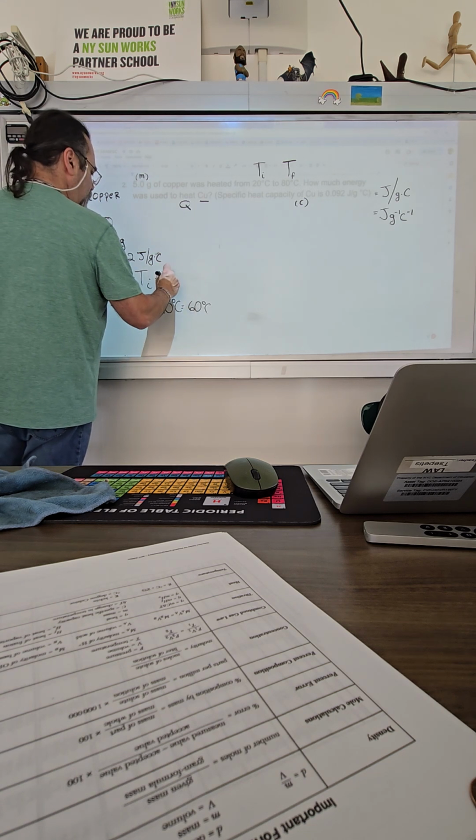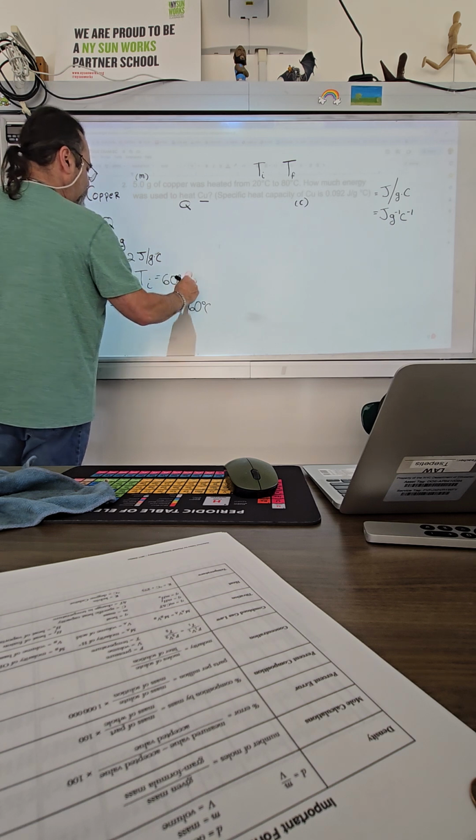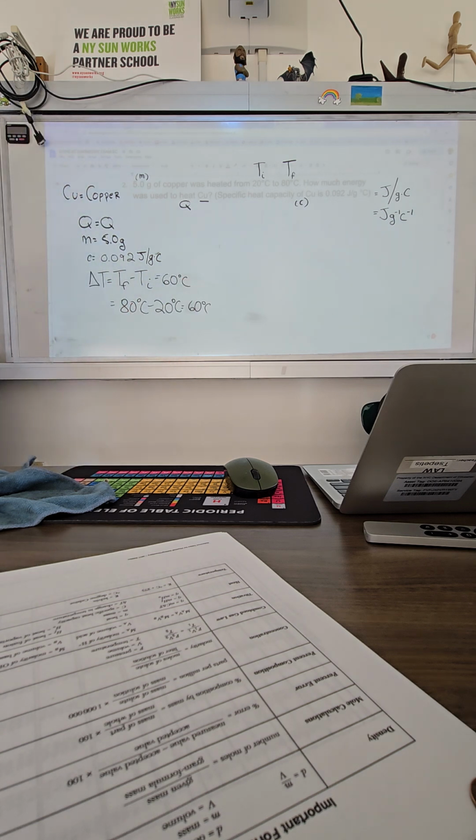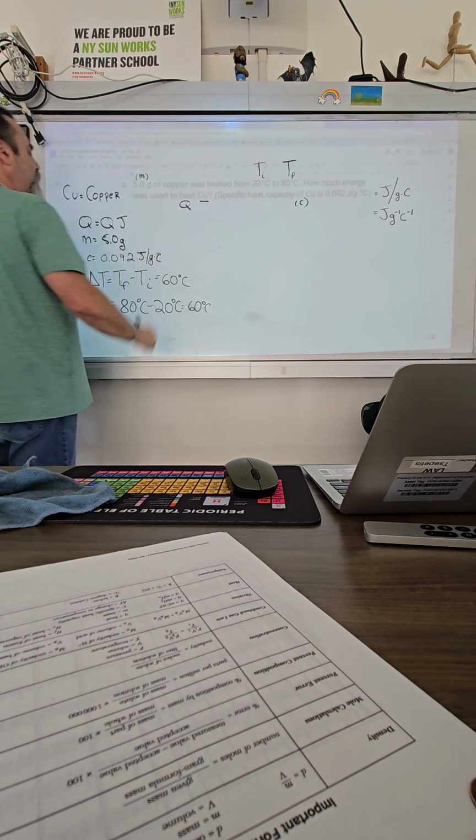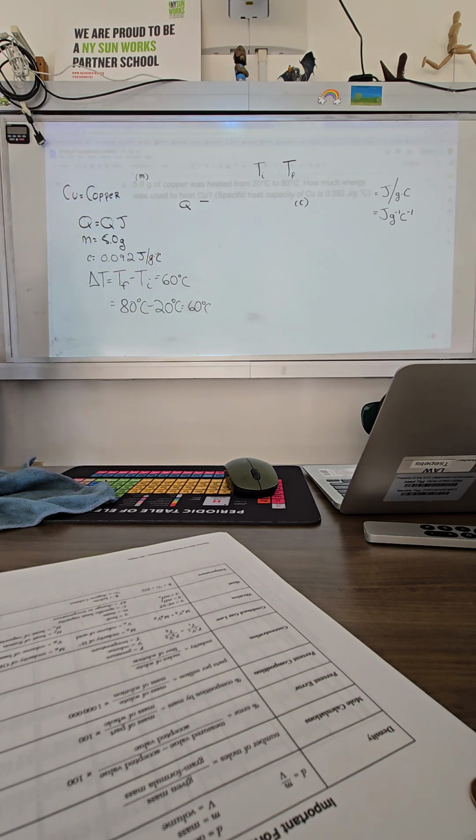So my delta T equals 60 degrees Celsius. Now here's what's important. Q is going to be Q joules, because that's what we're looking for. So now I got to make sure that all my units jive. Before I go on, do I have to convert anything? No. I've got a J, I've got a G, I've got a J, and I've got a G. I've got a C, you see?